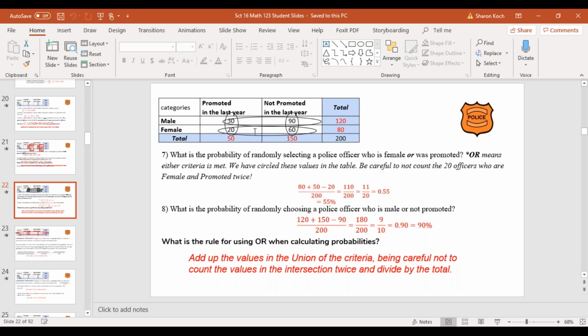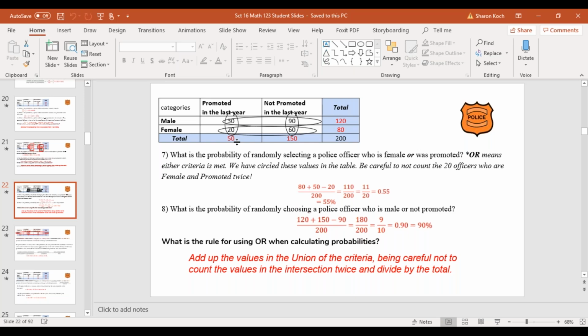Okay, now I'm going to come over here. Female. Well, if I look here, female, there's 80 females. Okay, now, "or was promoted." Now, when it says "or promoted," they don't have to necessarily be female. It could be anyone that got promoted. So how many were promoted? If I look over here, 50 people were promoted. So I'm going to add the females. I'm going to add the 50 for the promoted.